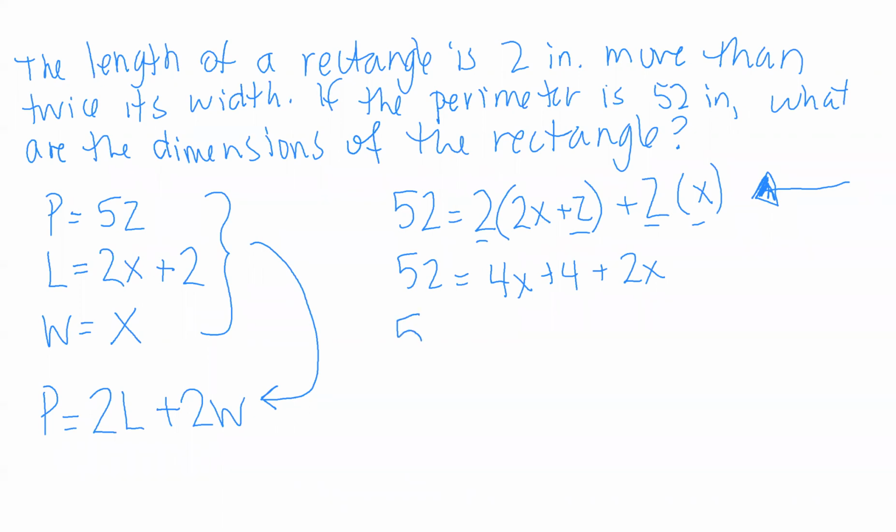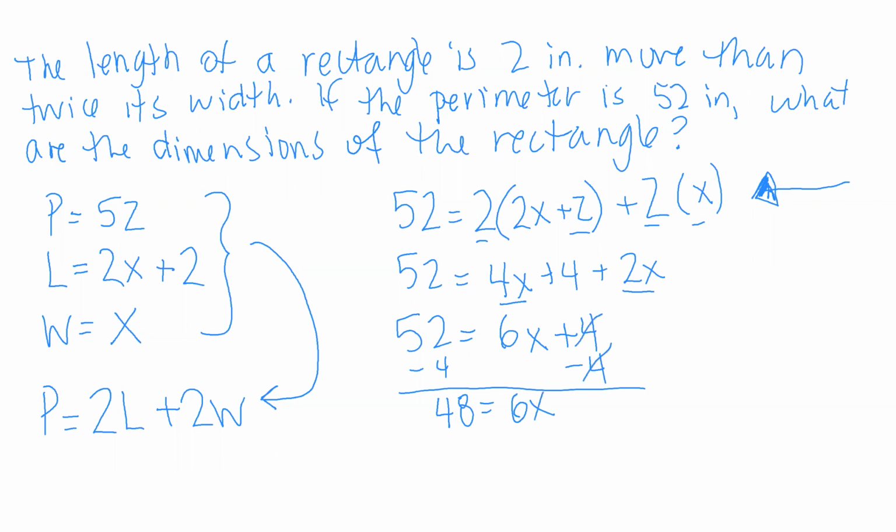So I get 52 equals, well, I need to combine like terms. 4x and 2x can be combined to be 6x. And then I still have my plus 4. All right. So I need to isolate the variable or the term that contains the variable. So I want to subtract 4 from both sides. That gives me 48 equals 6x. The 4 is canceled on the right.